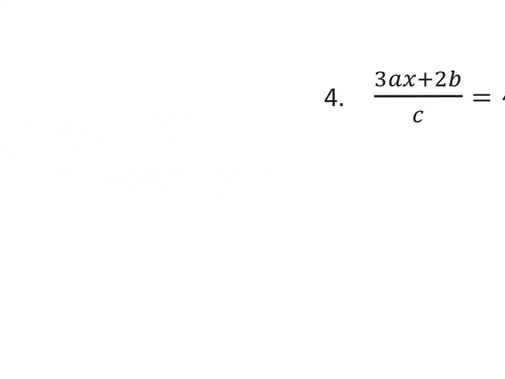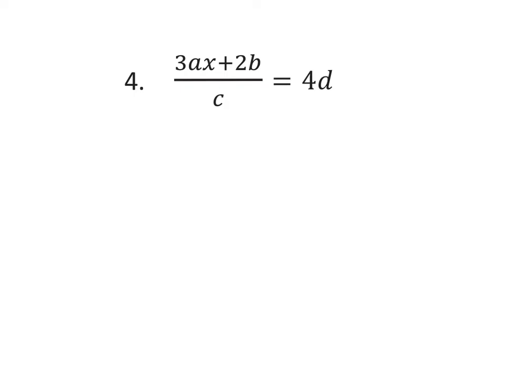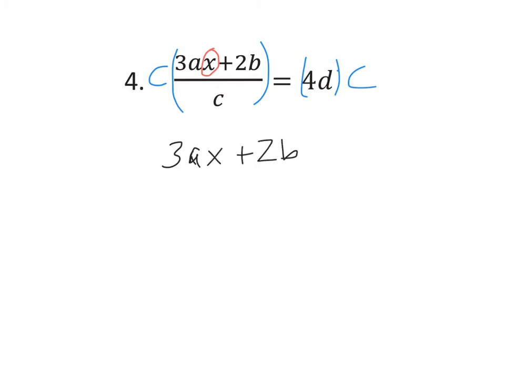Number 4. Now we're starting to get a little bit crazy. Remind yourself, what are we solving for? X. Okay, so the first thing I notice is that the whole side is a fraction. So I'm going to get rid of that fraction by multiplying by the bottom, the denominator, which is c. So that gives me 3ax plus 2b equals 4dc. Now, multiplication is commutative. That means you can change the order. So if you are bothered by the fact that d is first, you can make it 4cd.